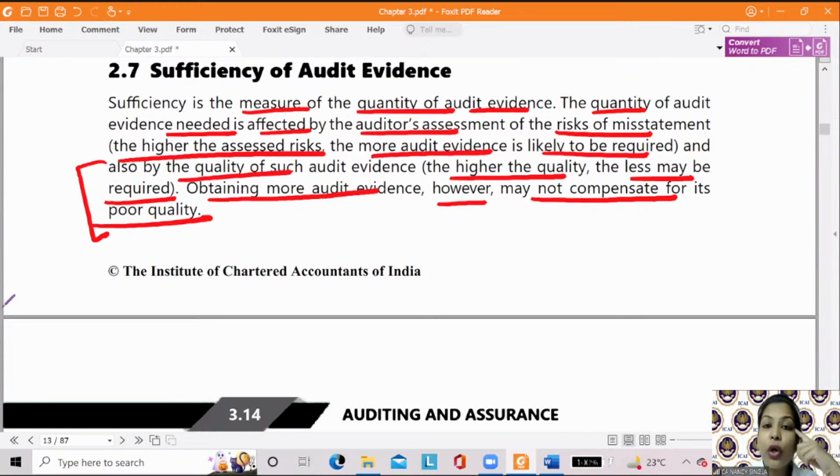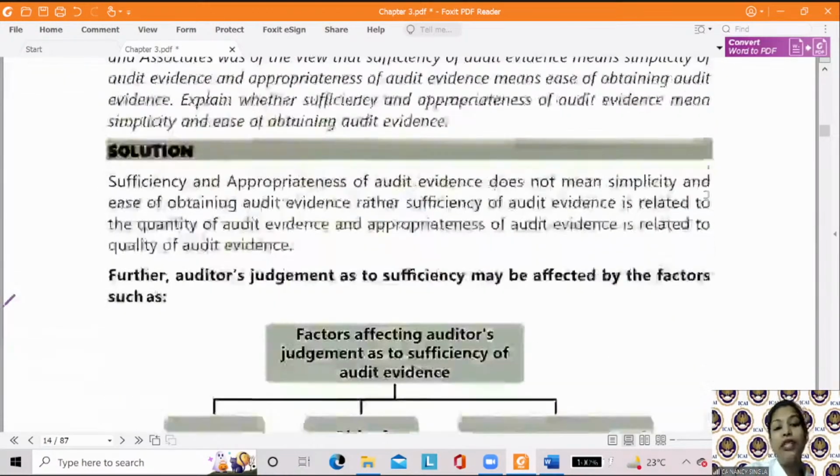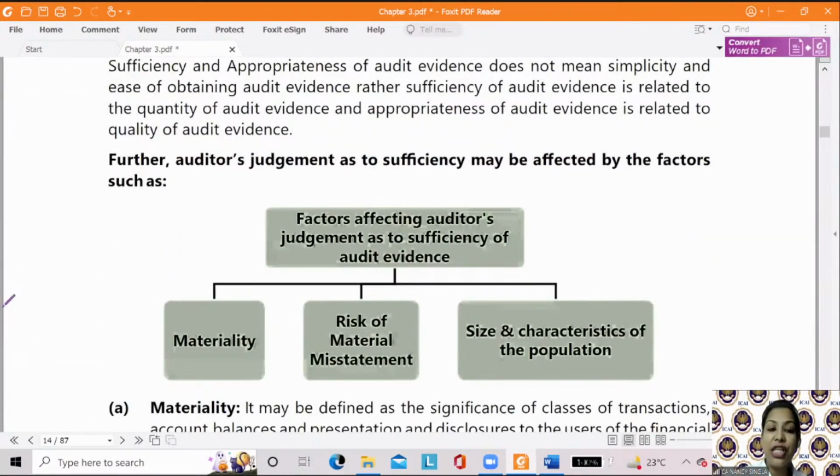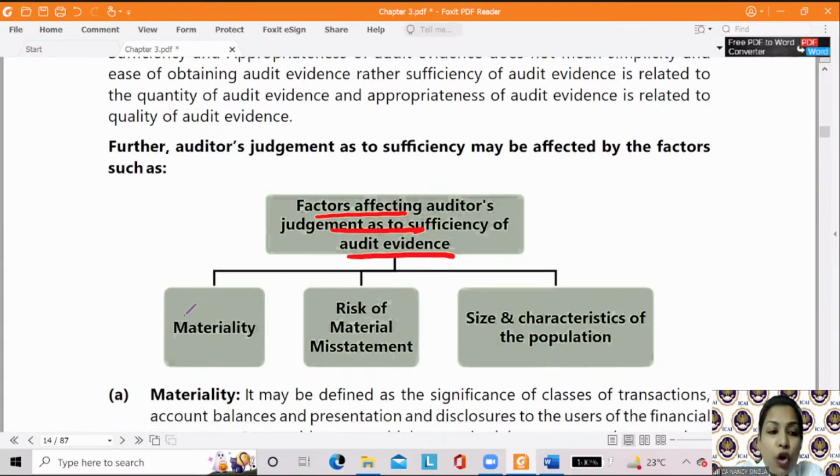Now it depends upon the auditor's professional judgment. The auditor's professional judgment is what the auditor will apply to see whether this audit evidence is sufficient or not. Now, the auditor's professional judgment regarding the sufficiency of audit evidence is affected by 3 factors. What are these? Simple, look. Now you become the auditor and apply your professional judgment.